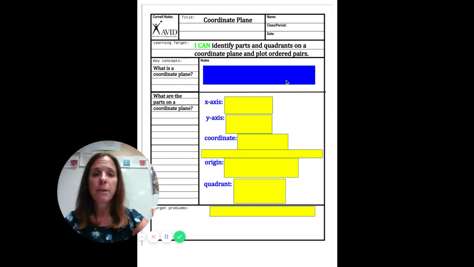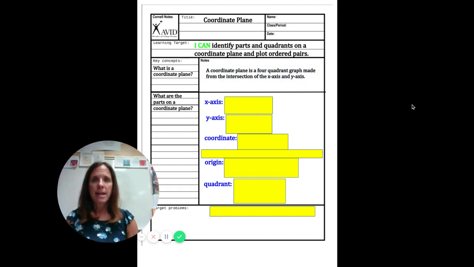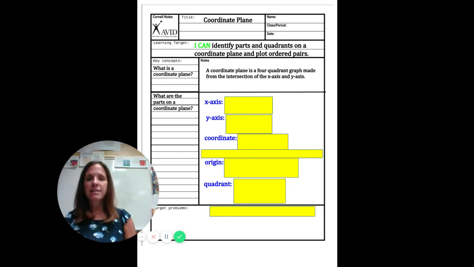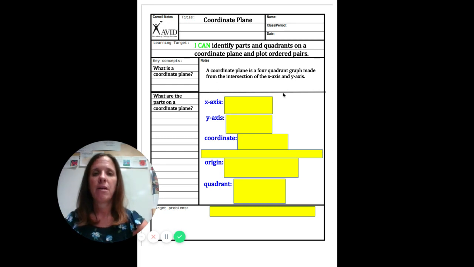What is a coordinate plane? A coordinate plane is a four-quadrant graph made from the intersection of the x-axis and the y-axis. So we'll talk more about what the x-axis and y-axis is, but you think about those things intersecting and it makes your coordinate plane. And we're going to see a coordinate plane in just a couple minutes as well.